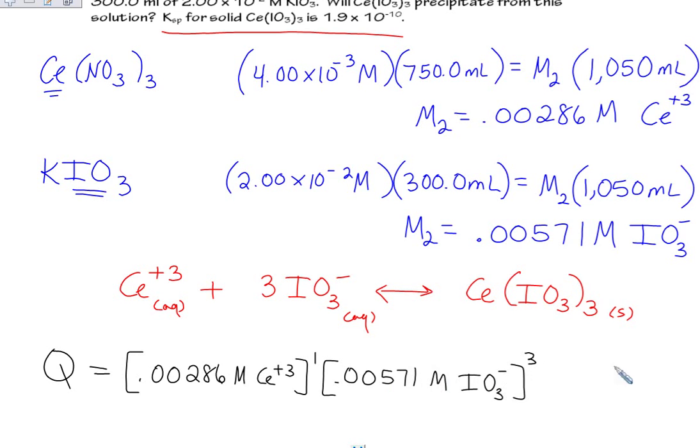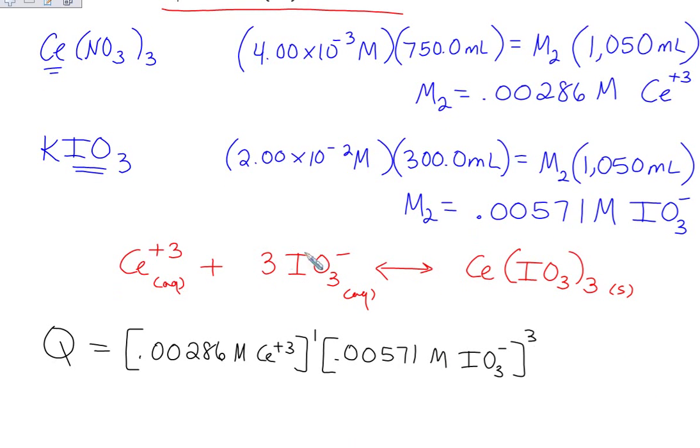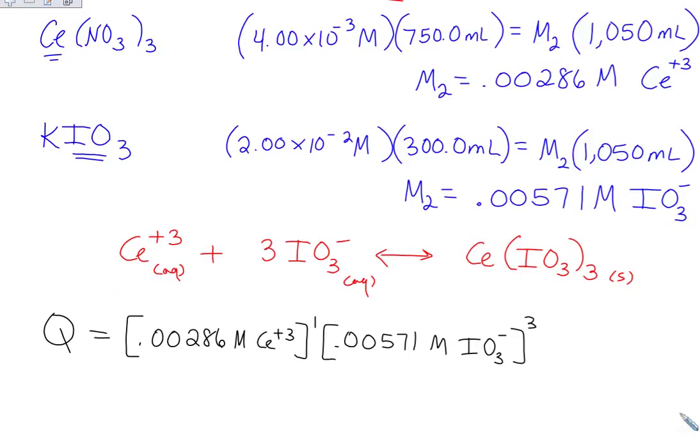Now, sometimes people will be like, aren't you supposed to multiply that by 3? Not for Q. Q uses your initial molarities. This is what I have. I don't know if it's equilibrium. Yeah, at equilibrium, there should be 3 times as many iodate ions as cerium ions, but I don't know if we're at equilibrium. So that's kind of a common mistake. Sometimes people will think that they need to multiply that by 3 because of the ratio in the equation. Not for Q. We're going to plug this in, see what we get.